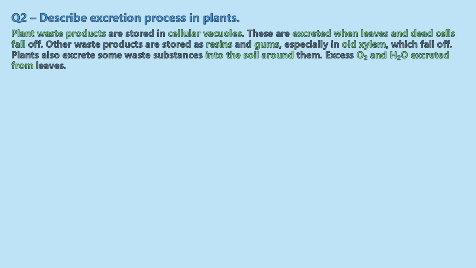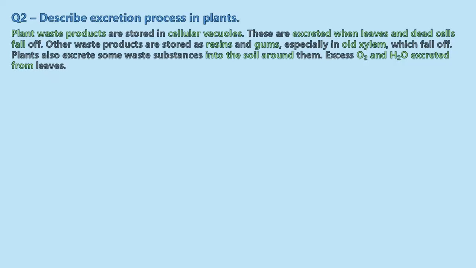Whenever we see a plant, we have seen that during the fall season all the leaves fall off, right? So these are nothing but the products that the plant wants to throw away. It wants to excrete it. Other waste products are stored as resins and gums, especially in old xylem, which also fall off. Plants also excrete some waste substances into the soil around them, through the roots.